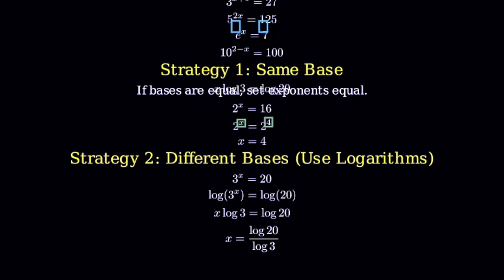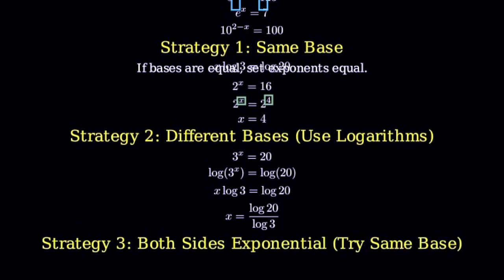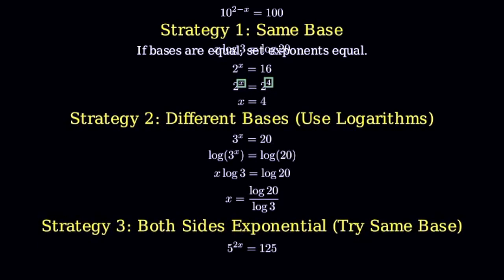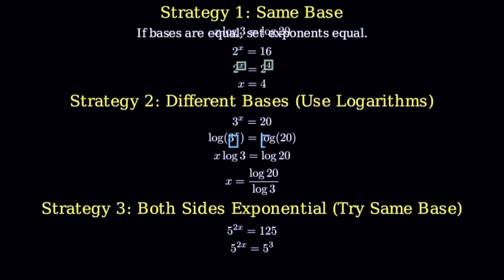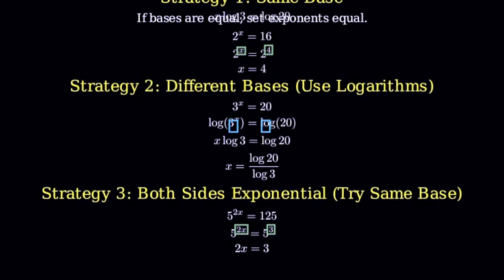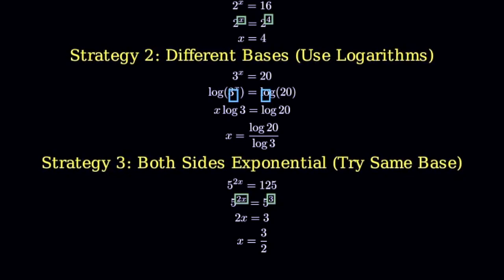Sometimes both sides of the equation involve exponents. Again, the first thing to try is to get the same base. Let's look at 5 raised to the power of 2x equals 125. We recognize that 125 is 5 cubed, or 5 to the power of 3. So, the equation becomes 5 to the 2x equals 5 to the 3. Since the bases are both 5, we equate the exponents. 2x equals 3. Solving for x, we divide by 2, giving x equals 3 halves, or 1.5.